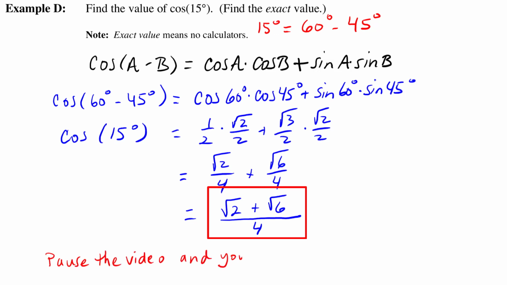By the way, I recommend that you pause the video right now and try it using 45 degrees minus 30 degrees. You should get the same answer, although yours might be square root of 6 plus square root of 2 over 4. Same thing.